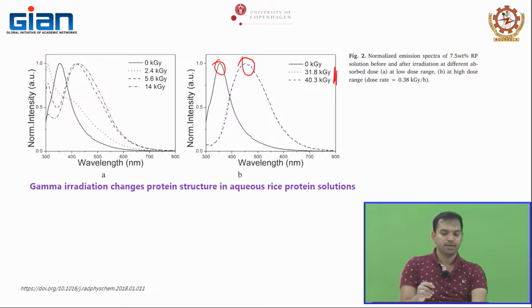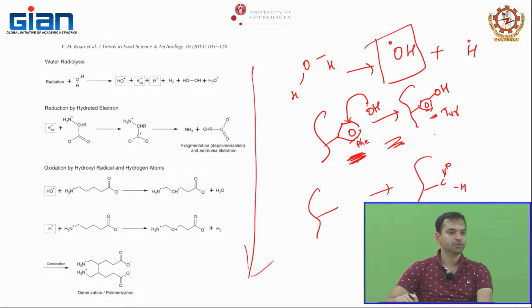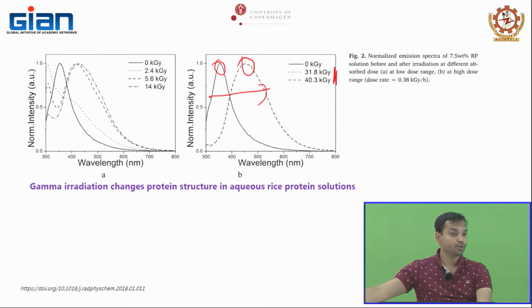Can you see? Now it's a red shift going toward the higher wavelength, the protein is unfolded. Exactly the same mechanism which I mentioned to you here. You are changing the primary structure, protein unfolding takes place, and you have a new protein basically here.